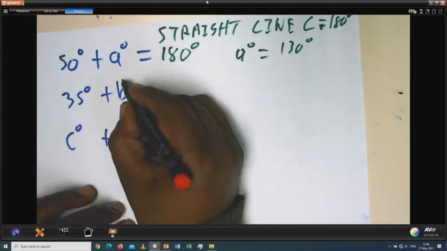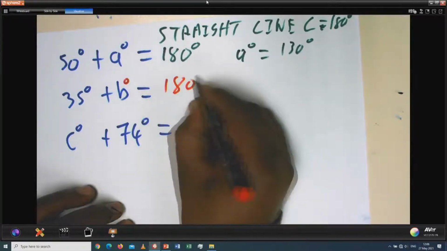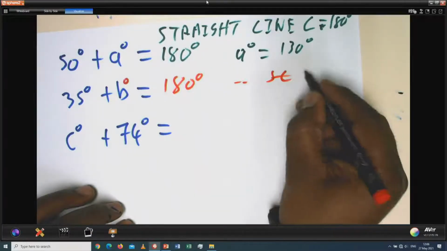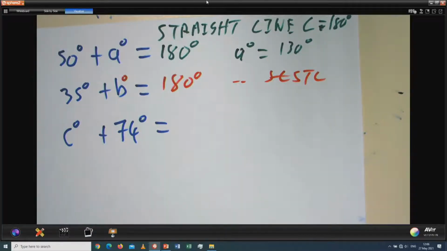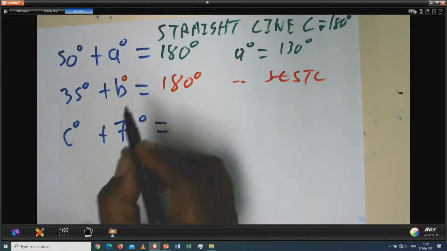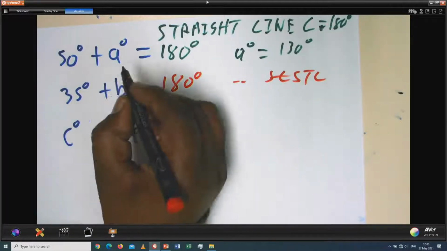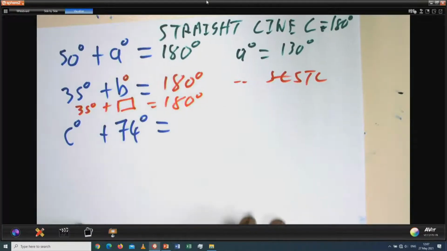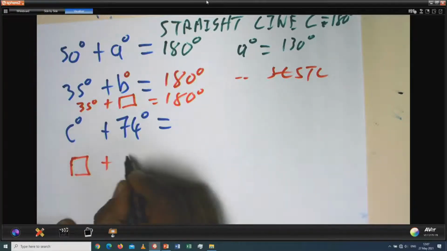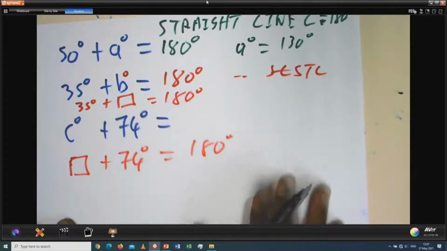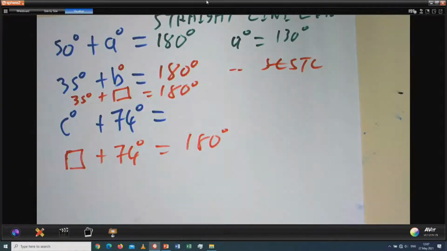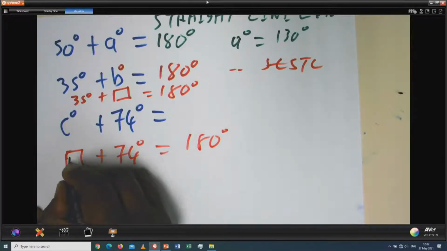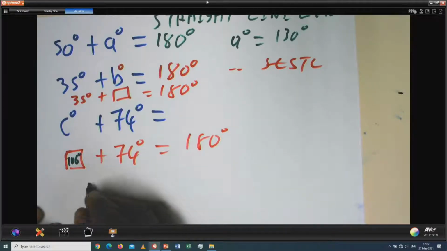Same way here. 35 degrees plus a B degree. When you add them, they should give you 180 degrees. Why straight line? Straight line angle, because straight line angle is 180 degrees. So for you to get 180 degrees, what do you put inside? In other words, this one should be 106. Therefore, C degrees is 106.